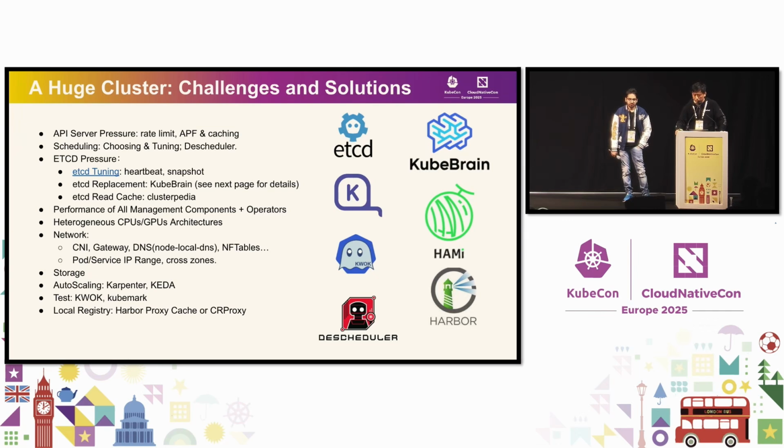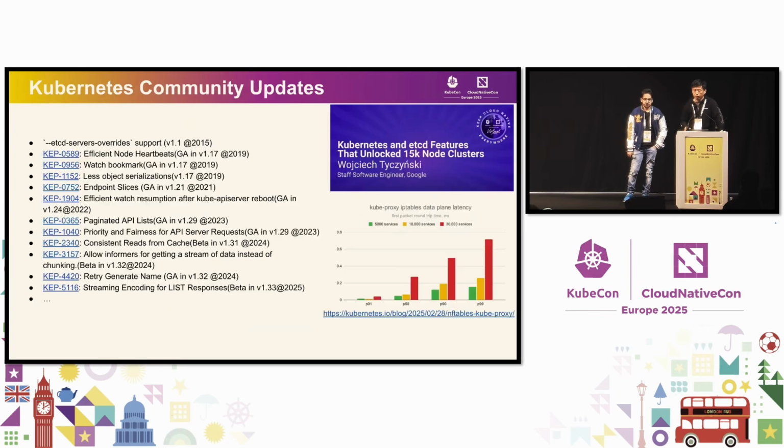There are some details. For a large cluster, you may also have a local registry like Harbor or some CR proxy. There are many choices here. I mentioned several solutions, but this is not all of them, as you can find more in the CNCF landscape.